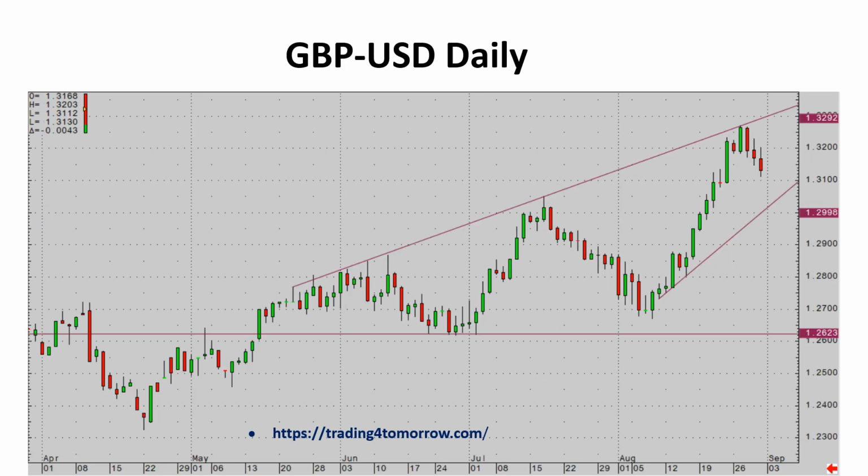Looking at a couple of currencies, so here's the pound against the dollar. The dollar started to firm up midweek, and now there is resistance at 132.92 and support at 129.98, and much lower down, this has been holding in for a while now, 126.23.